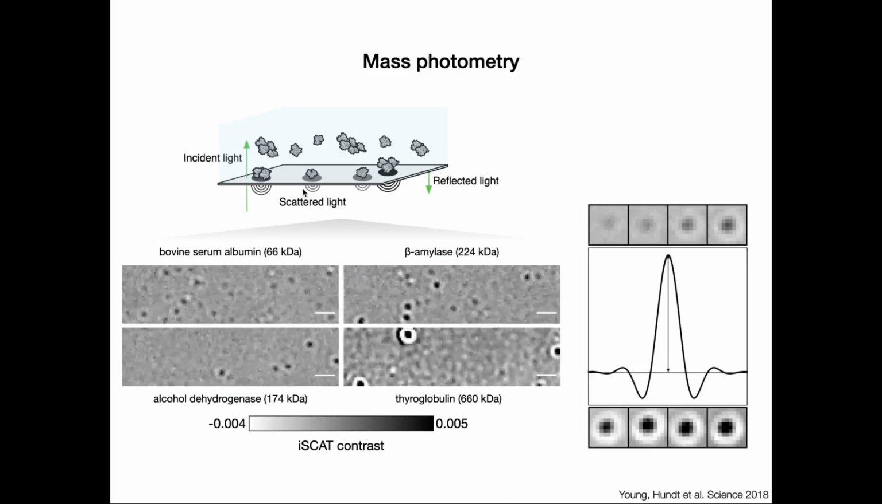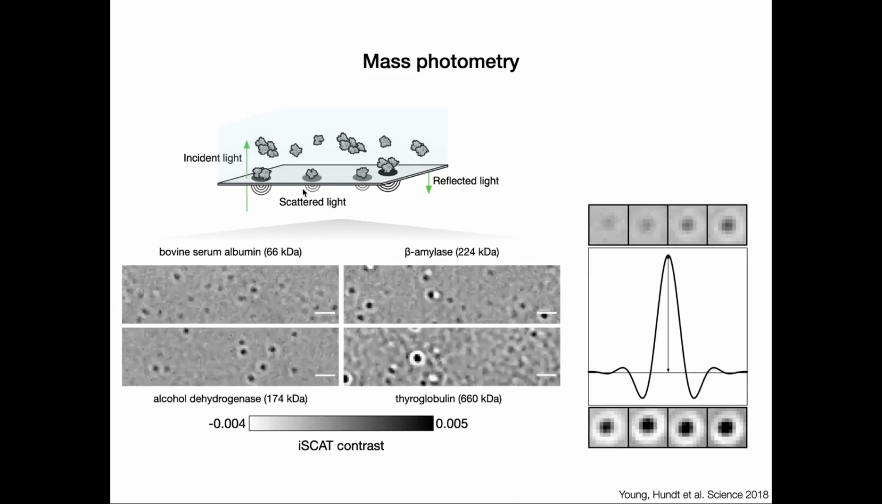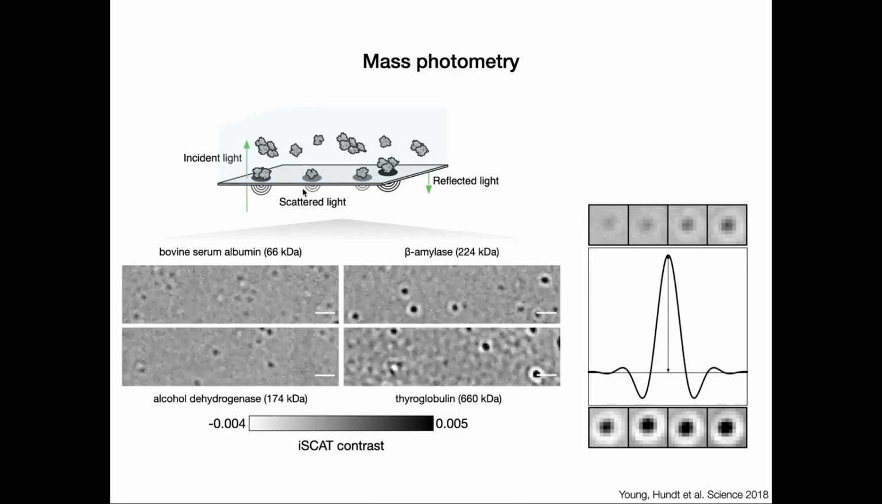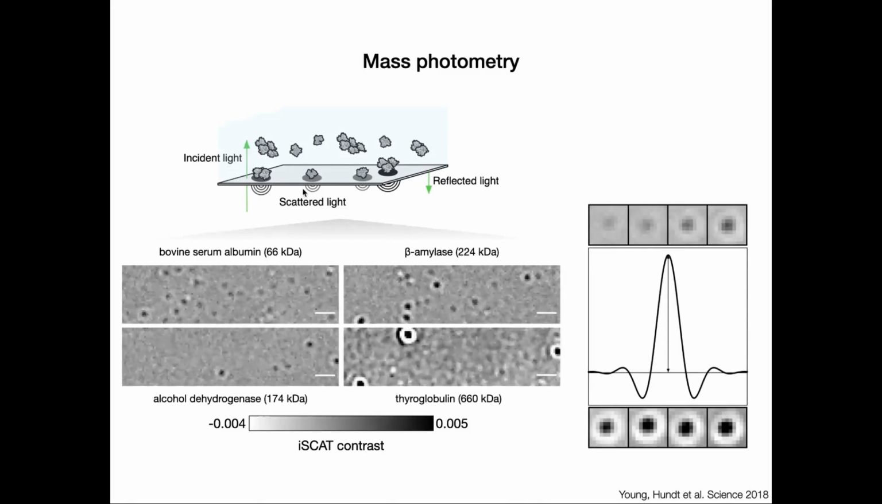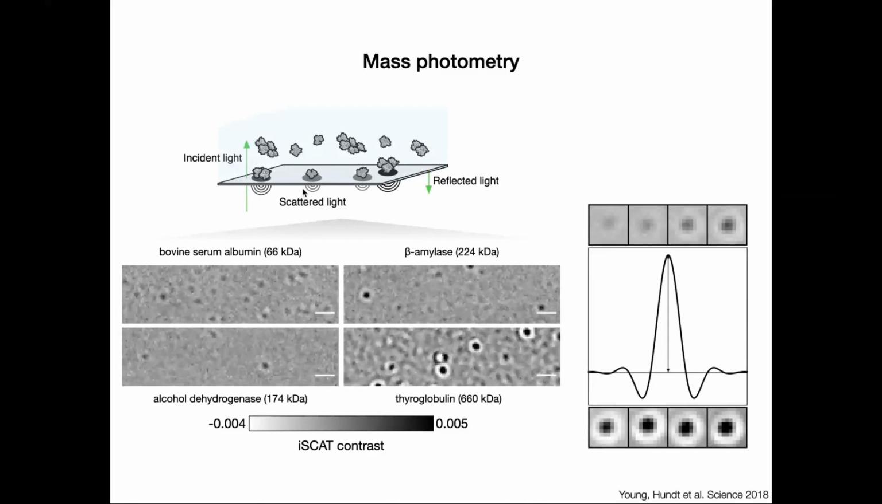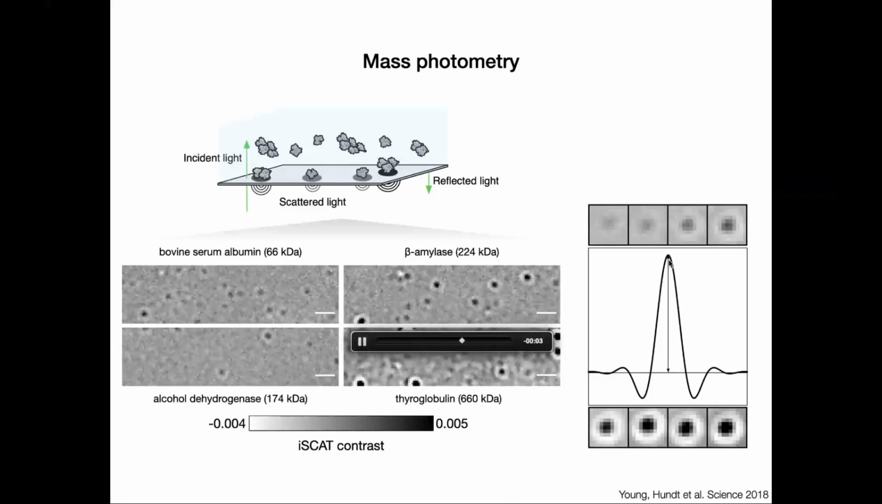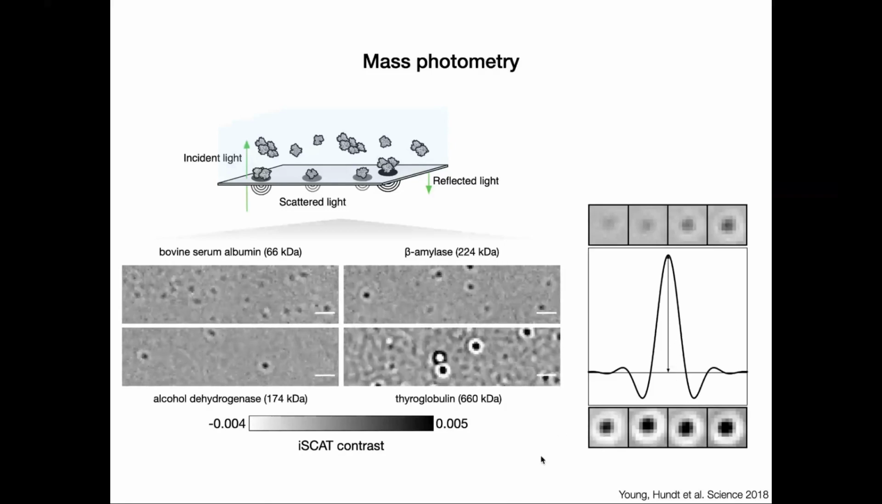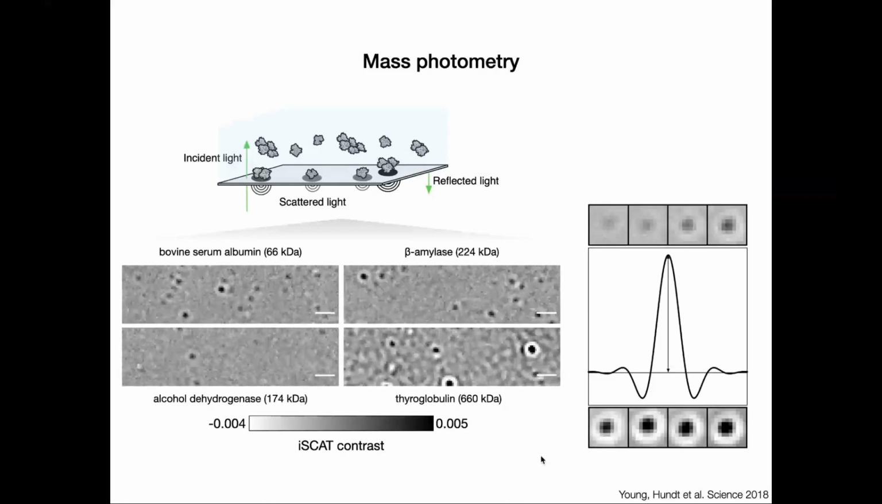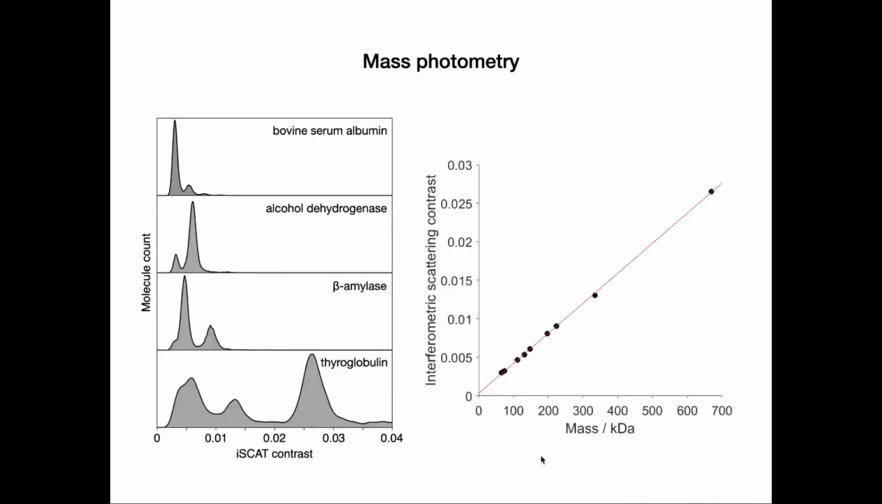And the special property of this technique is that the darkness of these spots corresponds to the size of the objects that you're observing. So for each of these landing events, you can determine the amplitude of the signal and relate it to the size of the molecule. If you do that for a number of different proteins that you know the exact size of, you can calibrate your signal and directly relate it to the molecular mass of the proteins that you're measuring.